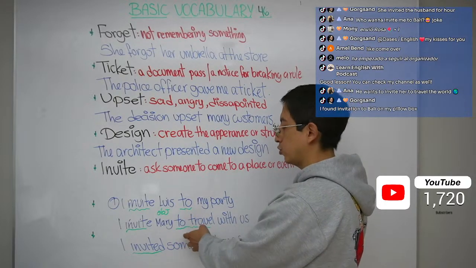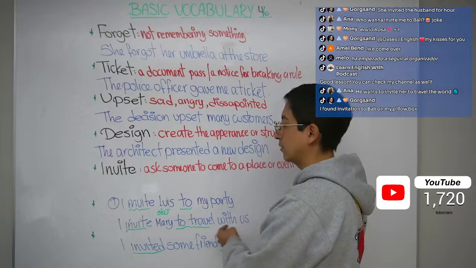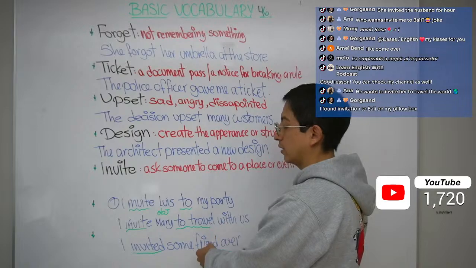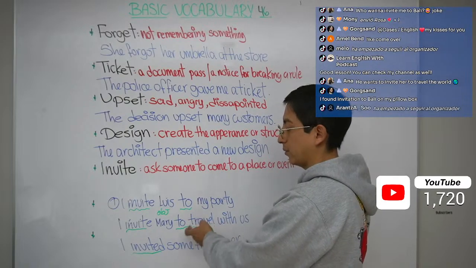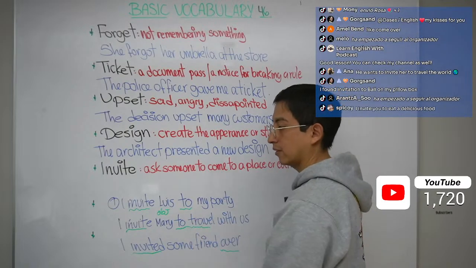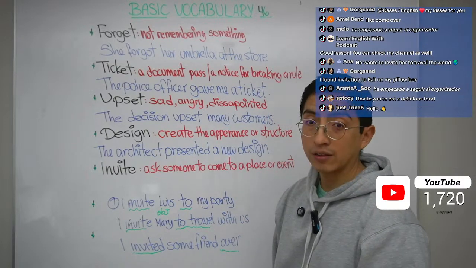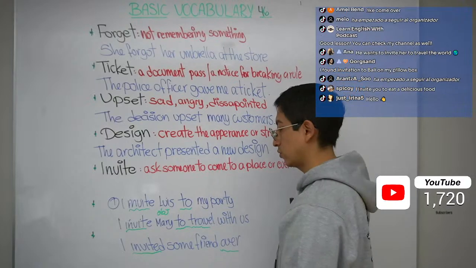I invite Mary to travel with us, ¿no? Invité a Mary para que viaje con nosotros. Igual, to travel. Ok, vamos a utilizar el verbo to travel. Yes, to travel with us. Yep, in this case, we're going to use it this way too.